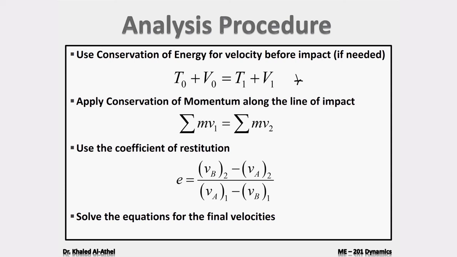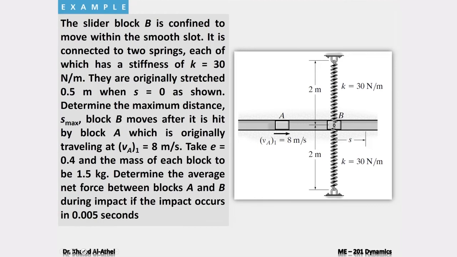Now, the main two equations that we have for this module are conservation of momentum and coefficient of restitution. You solve these two to get two unknown velocities. So let's start with the first example.